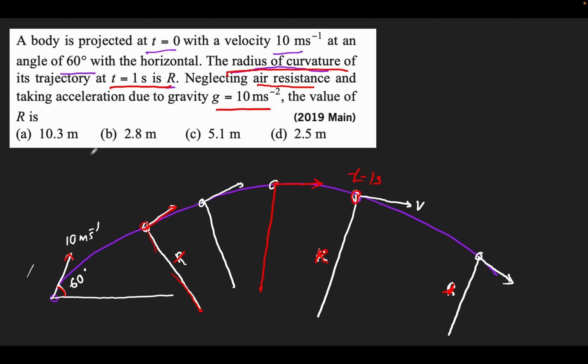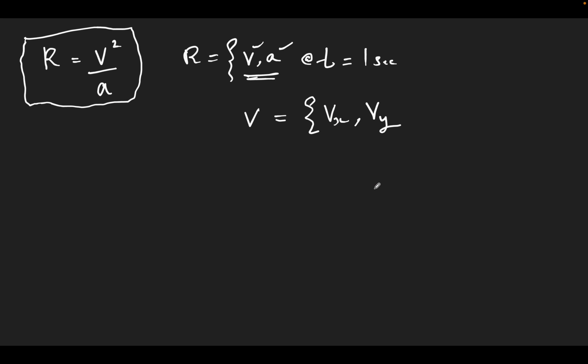So what is vx for this body? Let this be the initial velocity u, and let this angle be alpha. What will be the velocity at this point? The velocity will have two components, vx and vy, just like ux and uy, right? So what will be vx? For a body under motion, v is equal to u plus at, right?